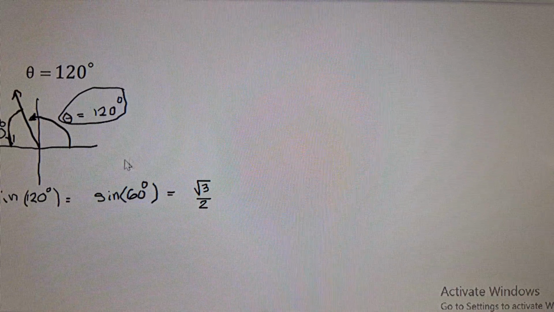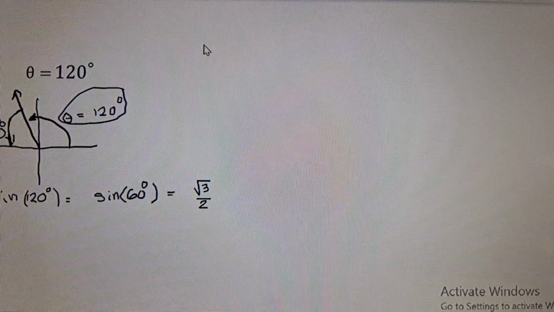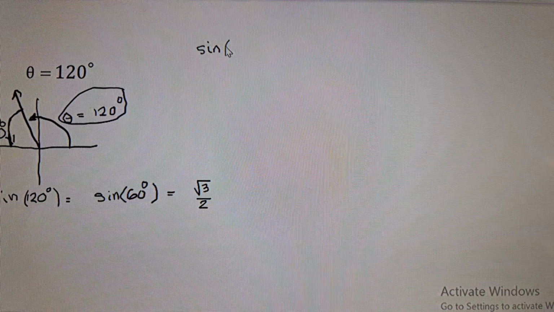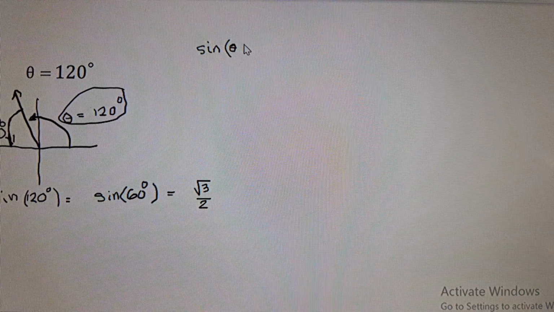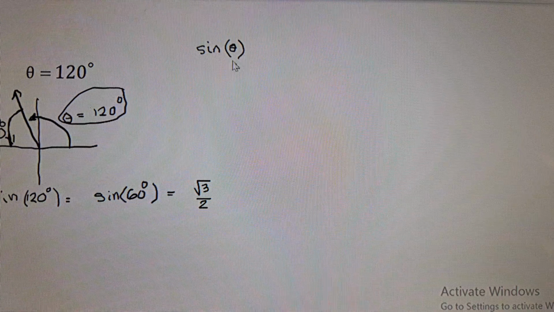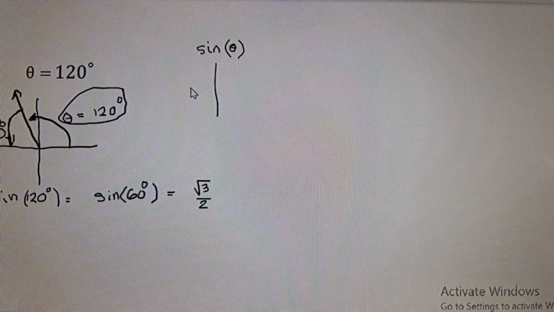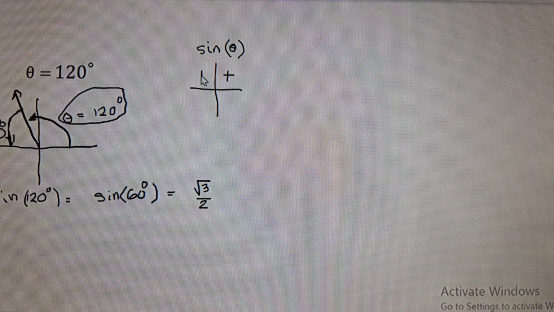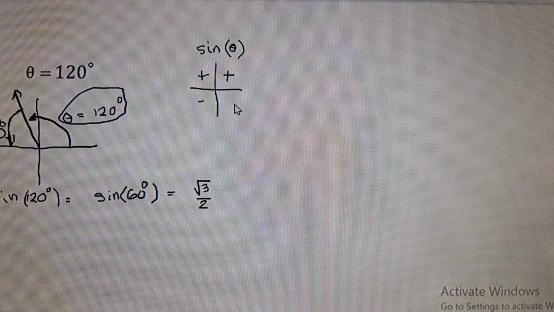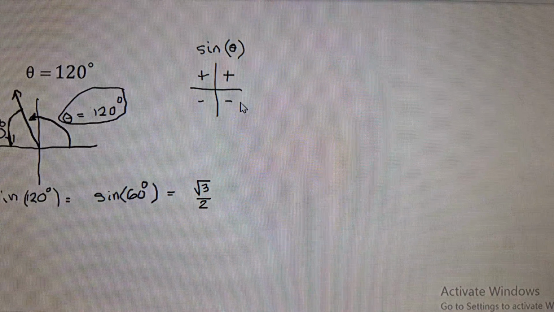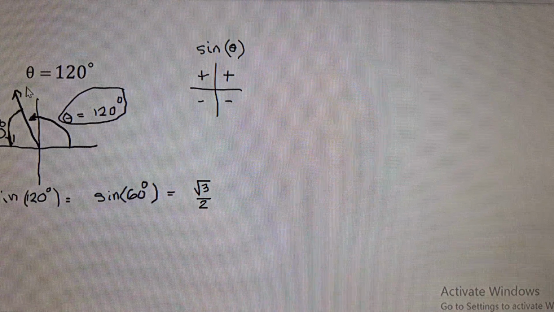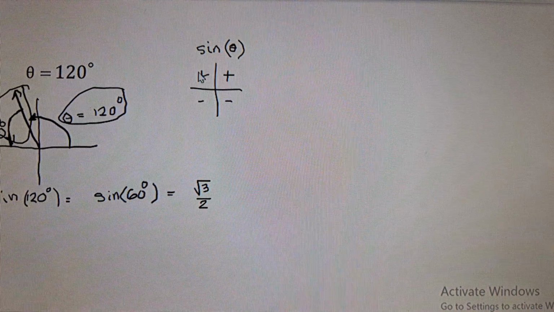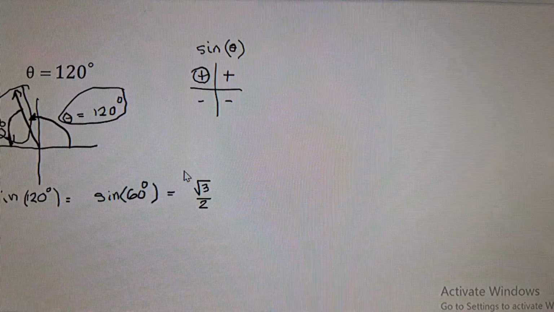Therefore, we know that for the sine of any angle in the second quadrant, it is going to be positive here, negative in the third quadrant, and negative in the fourth quadrant. So notice that the angle is in the second quadrant, so the sign will be positive.